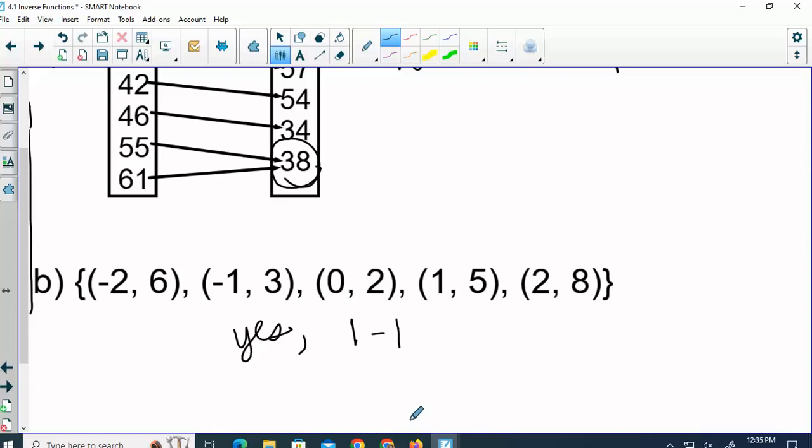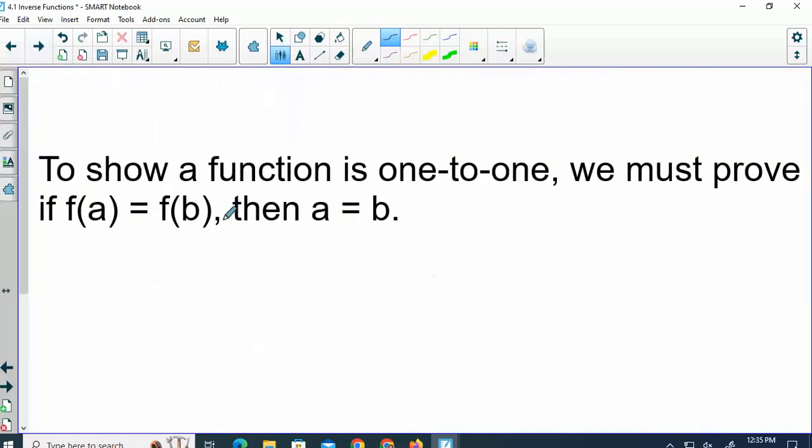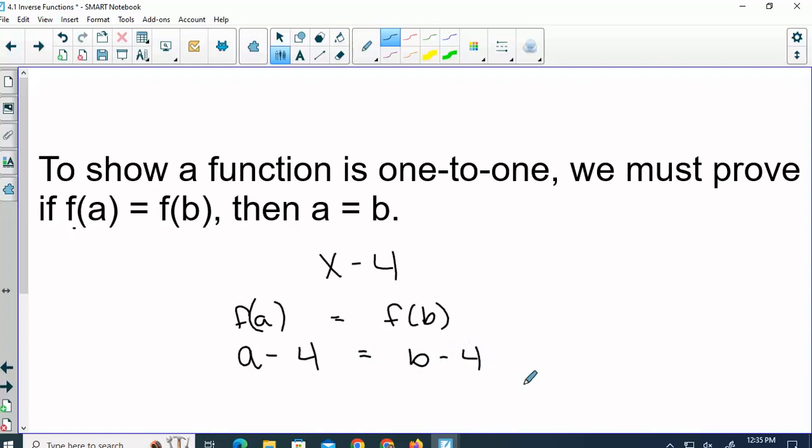Algebraically, to decide if something is one-to-one, it's kind of a weird approach, but what we do is we will prove that if the y's are equal, then the x's have to be equal. So we'll start out, if my function is like x minus 4, we would do an f of a equals f of b. That means the y value when you plug in an a equals the y value when you plugged in a b. So one-to-one means the y doesn't repeat. So we basically start out saying the y does repeat.